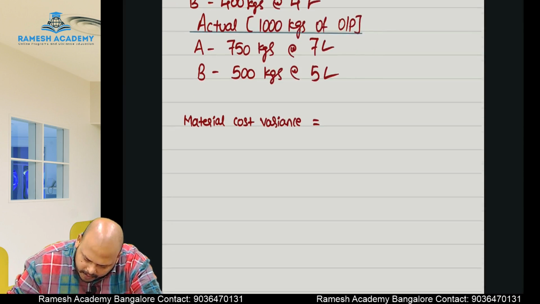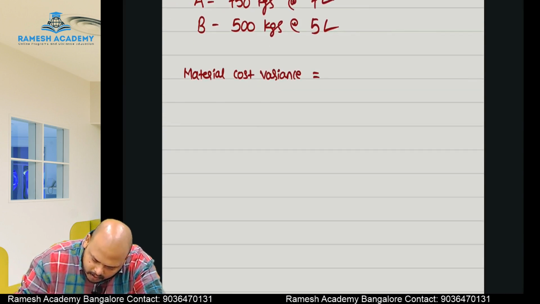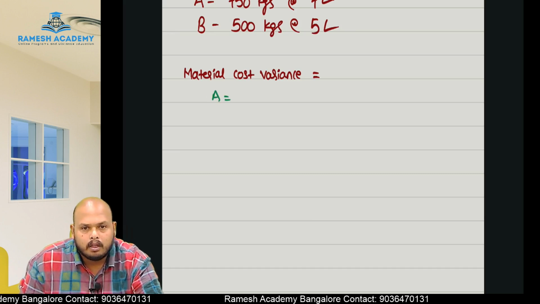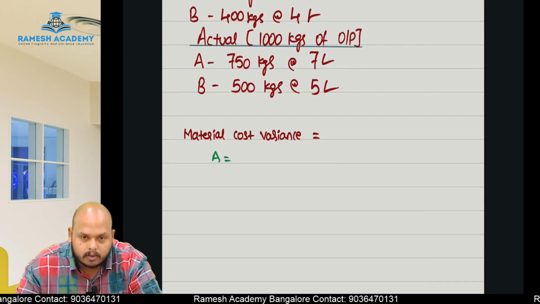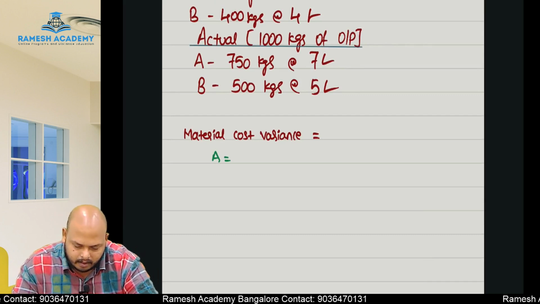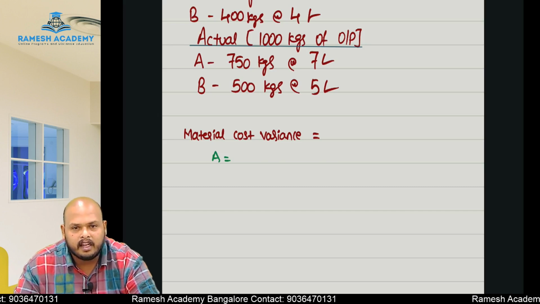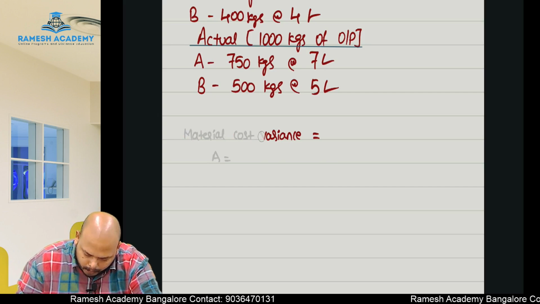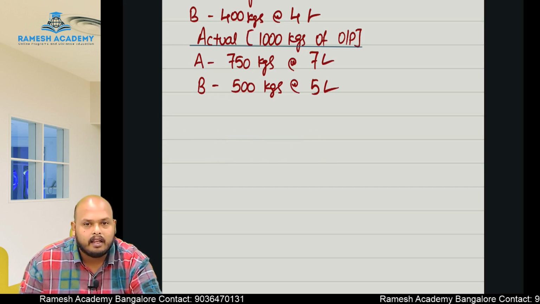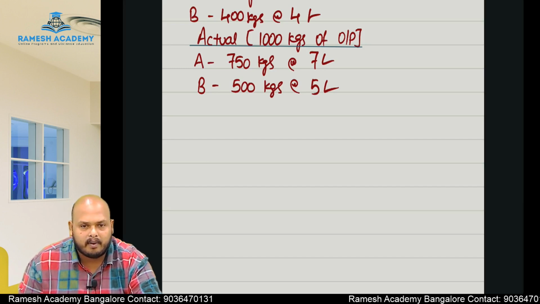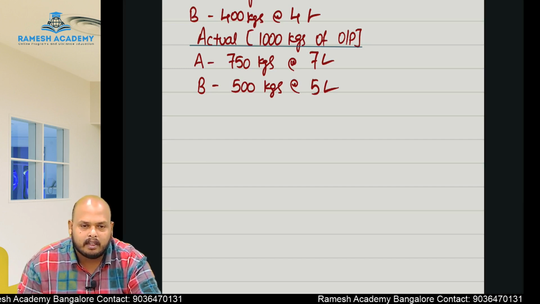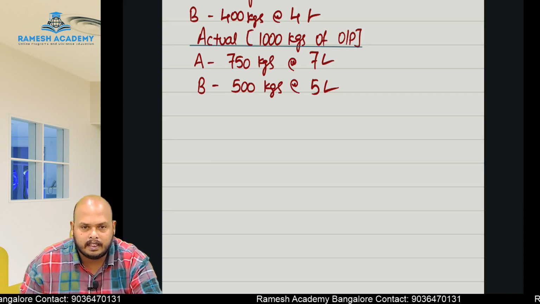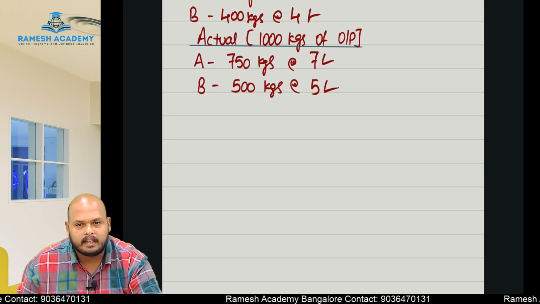There are how many raw materials here? 2 raw materials, right? One is A. Here in the case of standard costing, it is always better to prepare one table first. After preparing the table, then we have to calculate the variances. Then the calculation of variances becomes easy by seeing that table, okay?